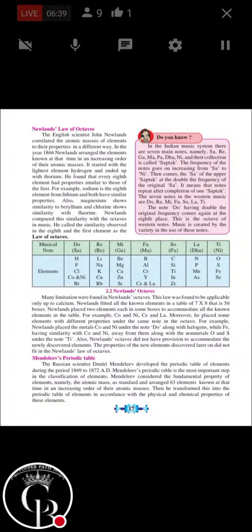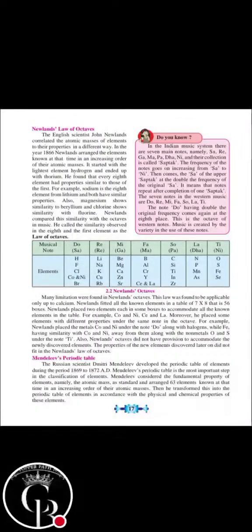The most important step in the classification of elements in Mendeleev's periodic table is the fundamental property of elements, namely the atomic mass. As standard, he arranged 63 elements known at that time in increasing order of their atomic masses. Then he transferred this into a periodic table of elements according to their physical and chemical properties. Mendeleev found that the elements with similar physical and chemical properties repeat after a definite interval.